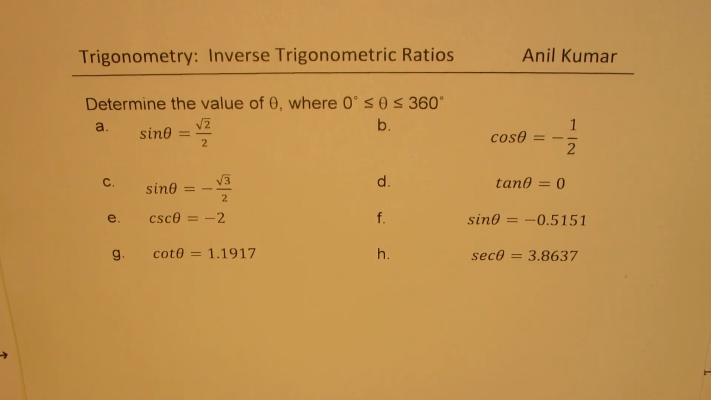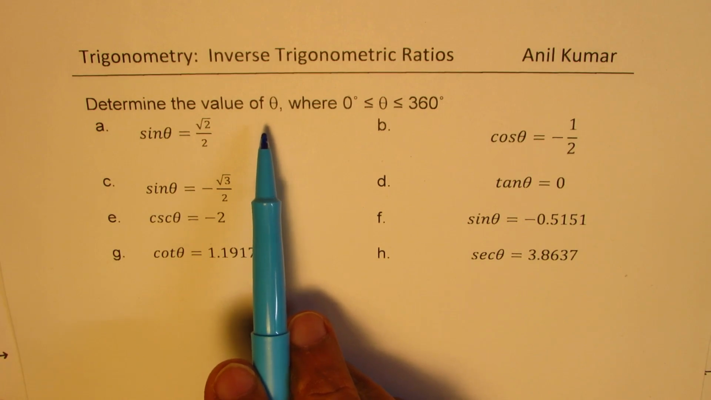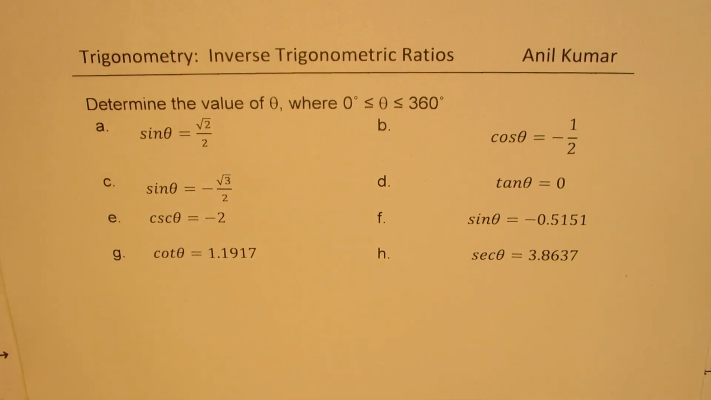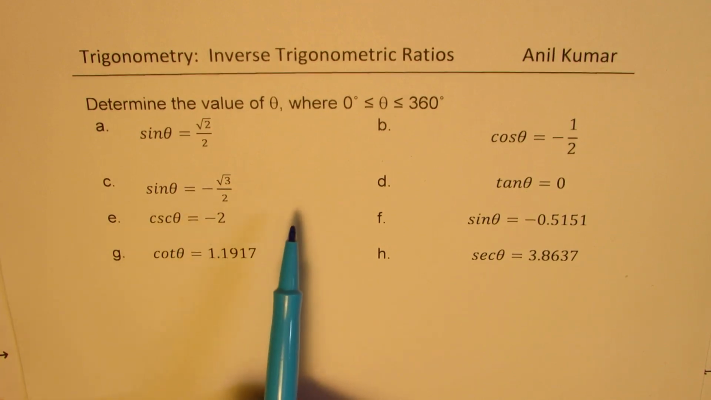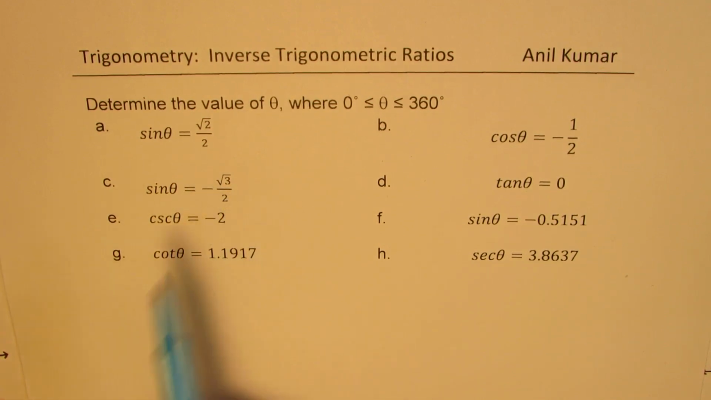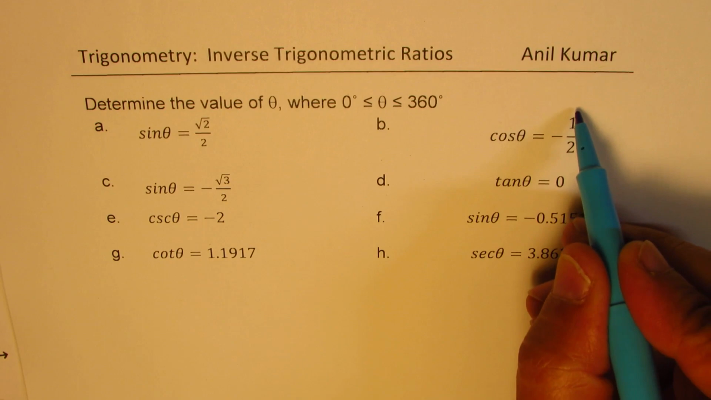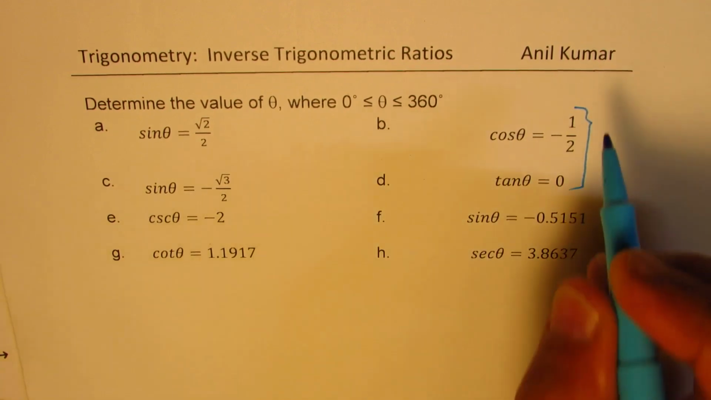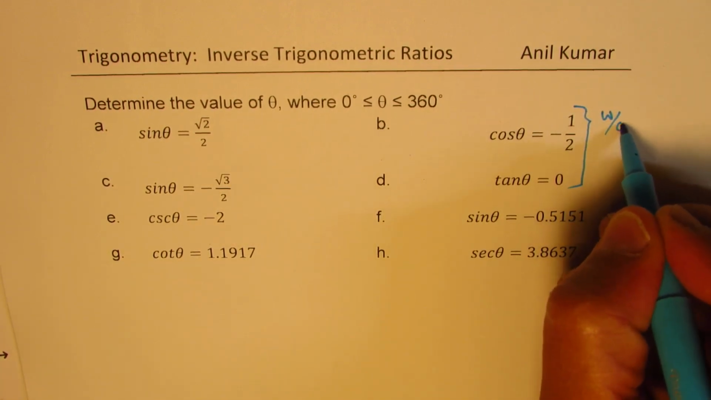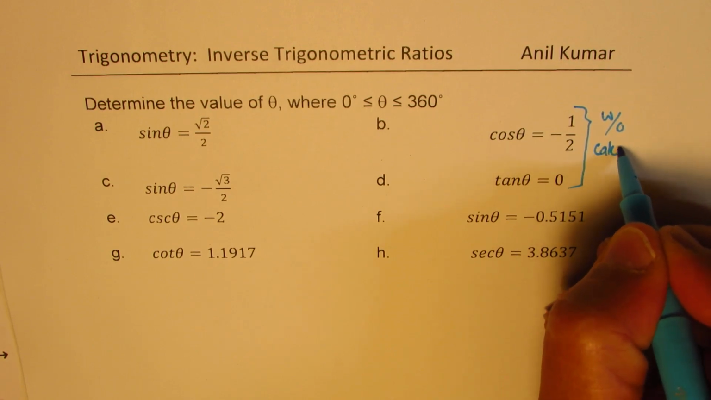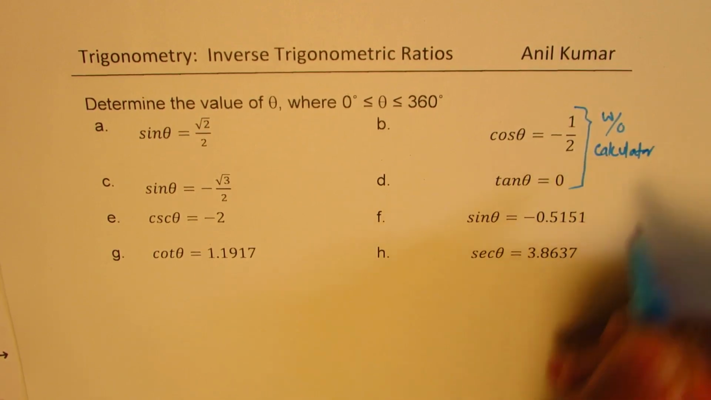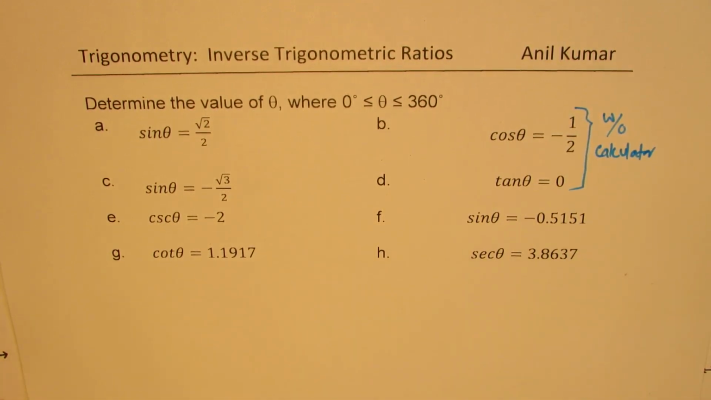We'll use inverse trigonometric ratios to find the angle when we are given the value of a trigonometric ratio. In this video, we'll use a calculator and we'll also do questions without a calculator. So the first set of 4 is without calculator. And for these with decimal values, we are going to use the calculator.